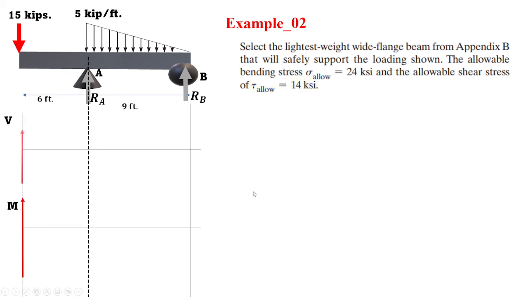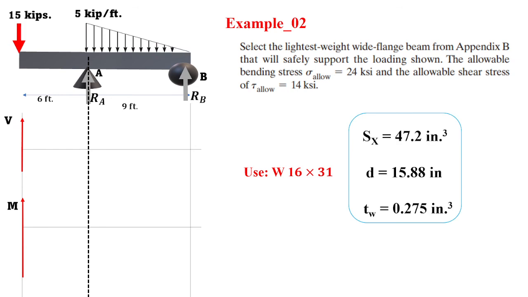So we can easily select our section, wide flange W16 times 31, with Sx, modulus of section, of 47.2 inch cubed, depth of 15.88, and a web thickness equal to 0.275.